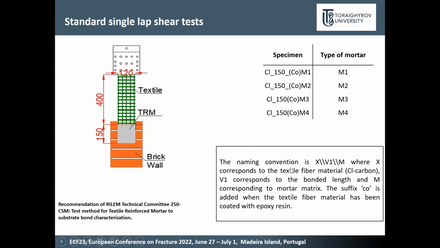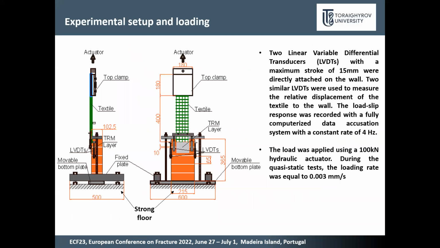The naming convention is XV1M, where the X corresponds to the textile fiber material, in our case carbon, V1 corresponds to the bonded length, and M corresponds to the mortar matrix. The suffix K is added just to say that the textile was coated with epoxy resin.